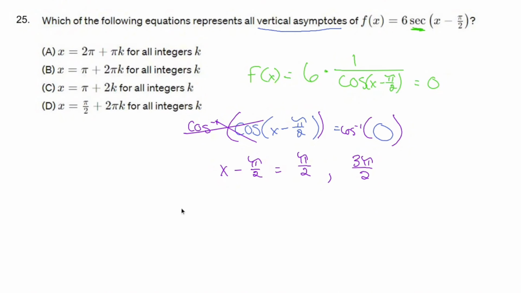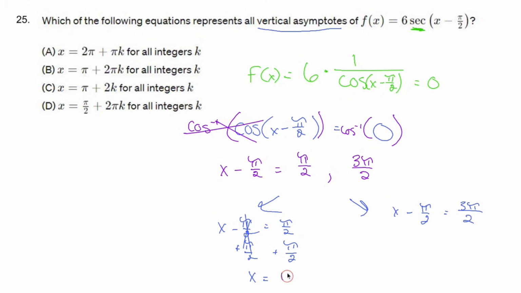So I'm going to solve these as two different equations. I have x - π/2 equals my one option, π/2. And I have x - π/2 equals my other option, 3π/2. Add π/2 to both sides, and half a π plus half a π gives me a whole π. That's one option. My other option is to do the same exact process: add π/2, and 3π/2 plus π/2 is 4π/2, which is 2π.